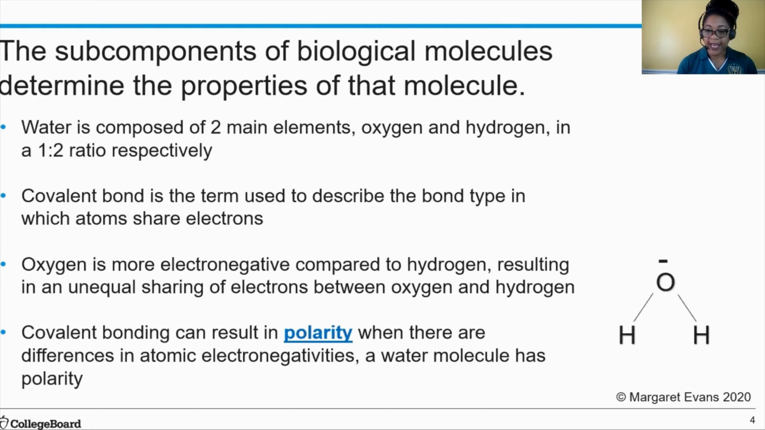And so I'm going to add a negative sign near the oxygen portion of the molecule, indicating that the electrons are being pulled closer to the oxygen. And then that leaves the hydrogen area more positive. And once again, this dual property of charges on a molecule is referred to as polarity. Since this is a covalent bond that results in polarity, we can also call it a polar covalent bond.